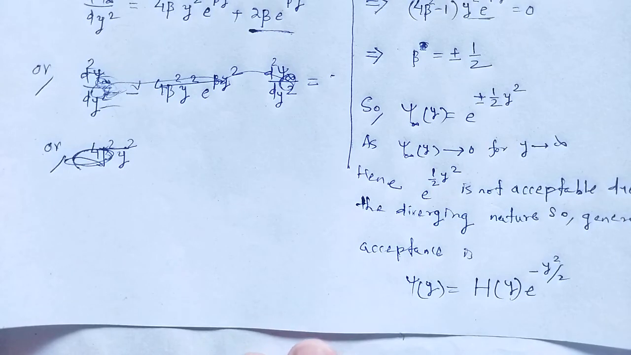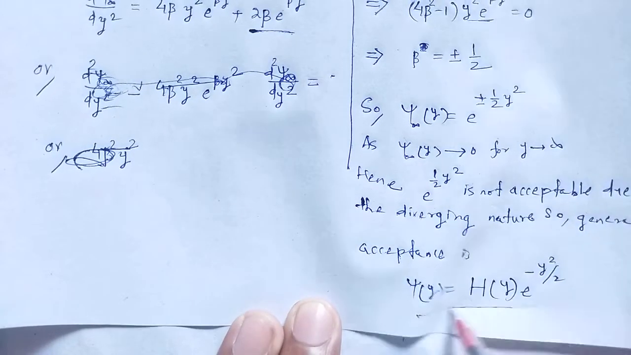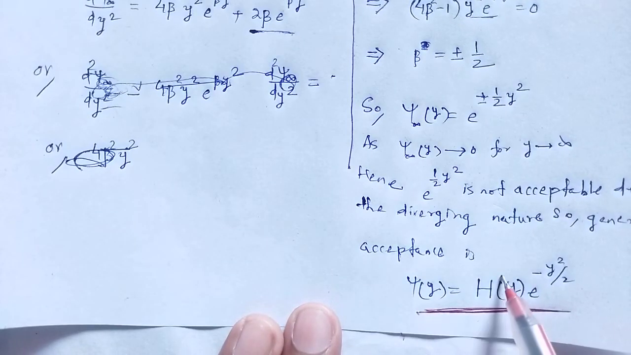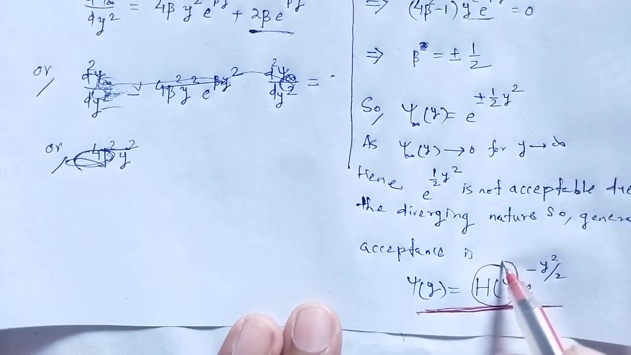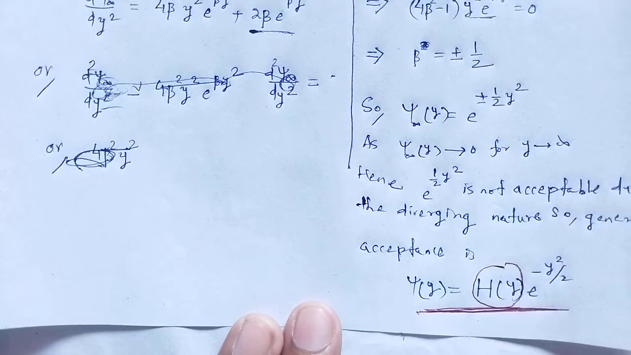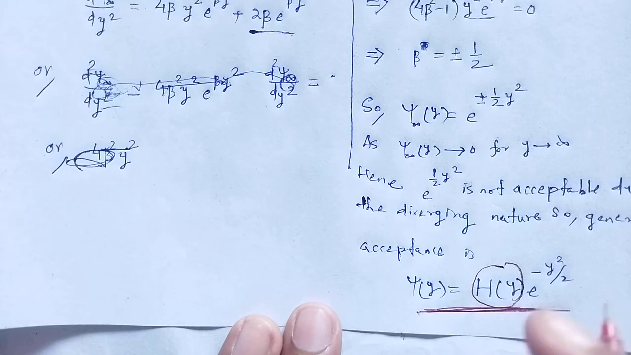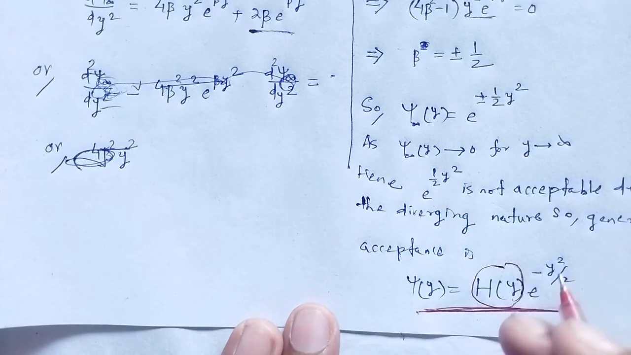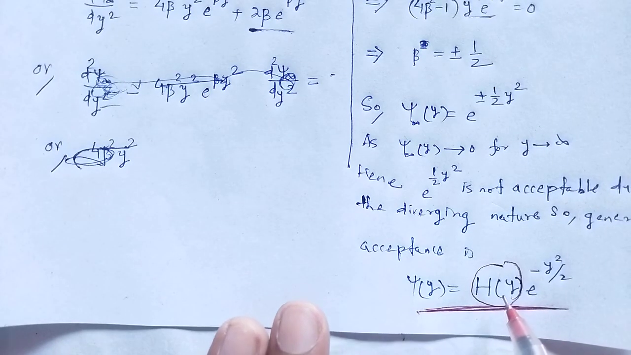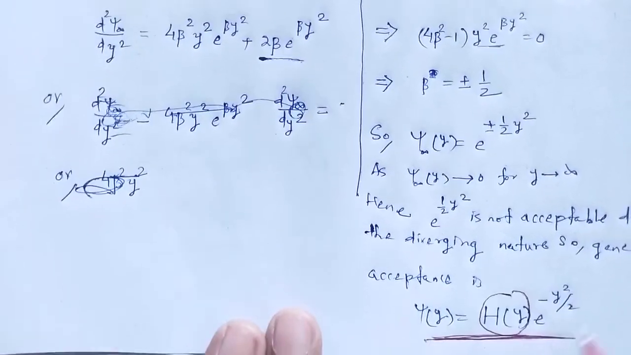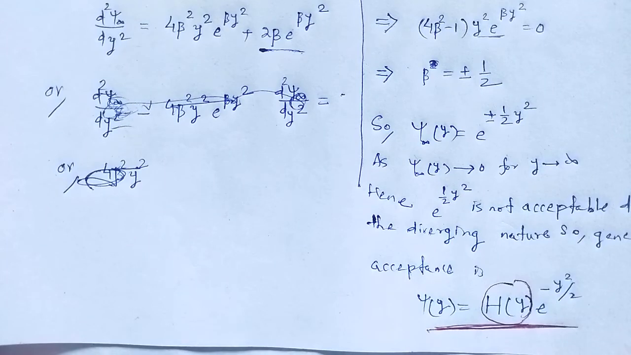That is the general acceptable solution, where h of y is to be determined, and h of y does not affect the asymptotic behavior of psi of y. Now change the variable from psi of y to h of y. How to change that variable? Let us change that variable.